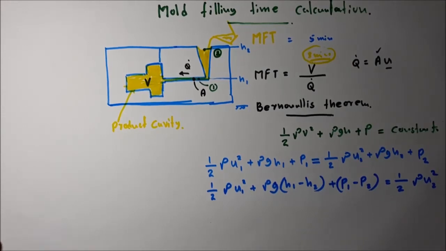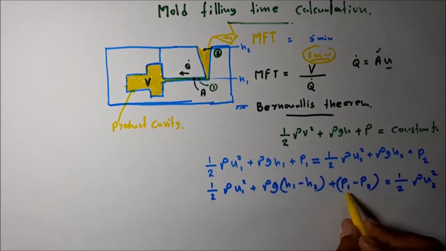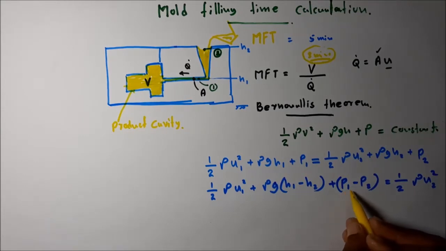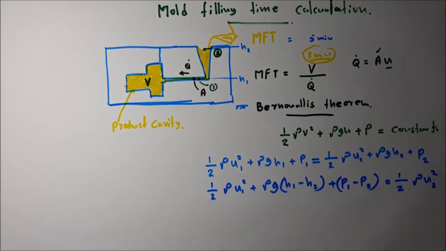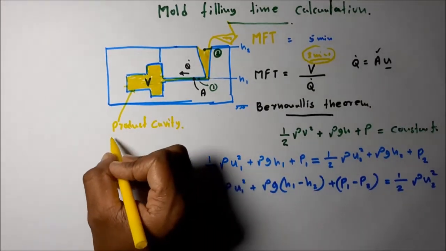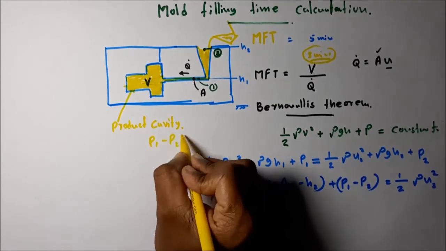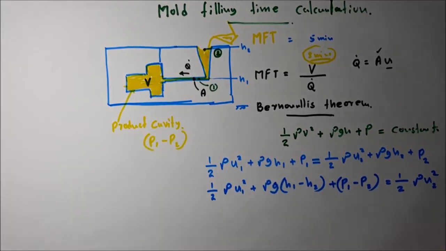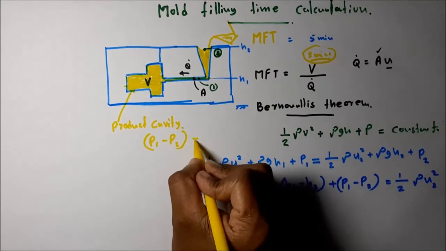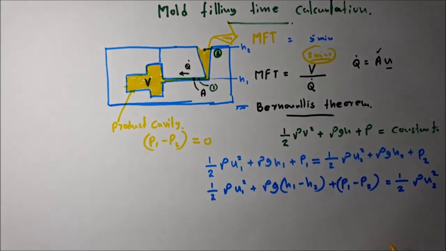Then in this equation, what does P1 minus P2 mean? What is the value of P1 minus P2? P1 minus P2 is equal to 0 because it is an open flow.